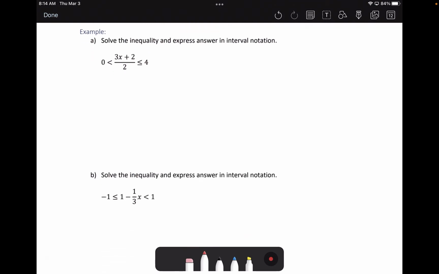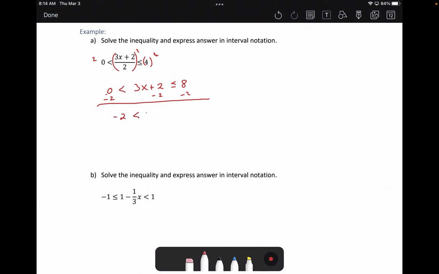In our first example, we will multiply everything by 2. So the left, the middle, and the right side. We get 0 is less than 3x plus 2 is less than or equal to 8. Now, our goal is still to isolate the x in the middle, so we subtract 2. Make sure you do it on the left, the middle, and the right.